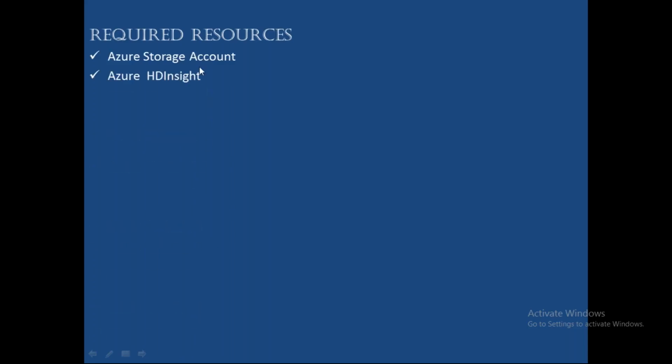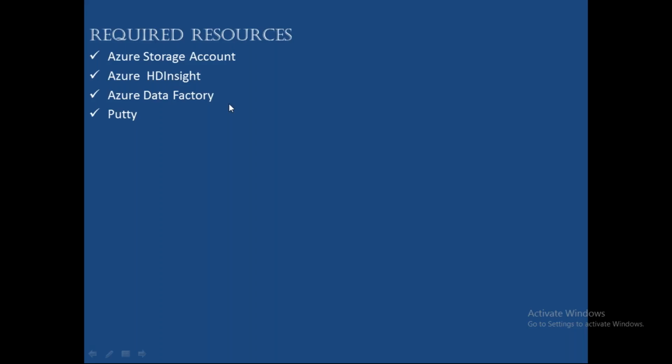The required resources are: I need to create Azure storage accounts, which I already have created. Azure HDInsight I need to create, and I have created that. Then I need to create the Data Factory, and PuTTY. PuTTY you basically need to download, but you don't need to install it. It's an exe file, you can open it. I will tell you how you can use this PuTTY.